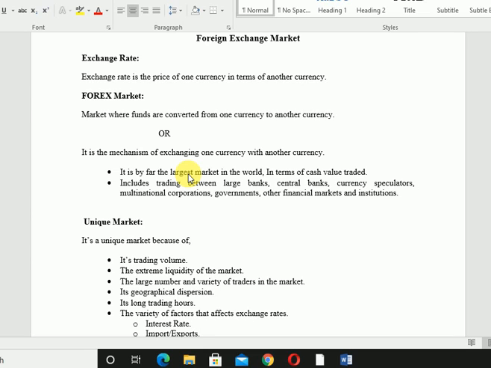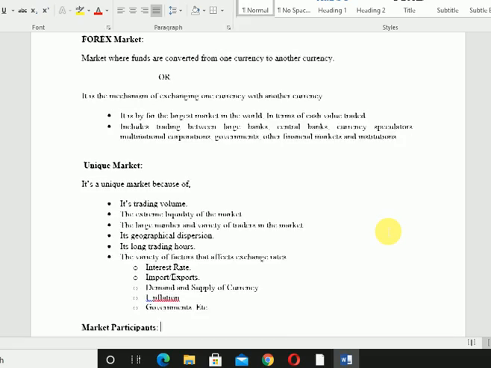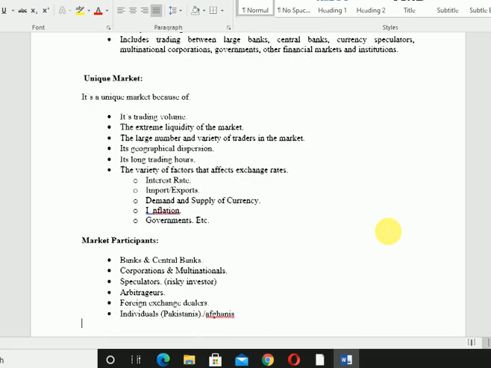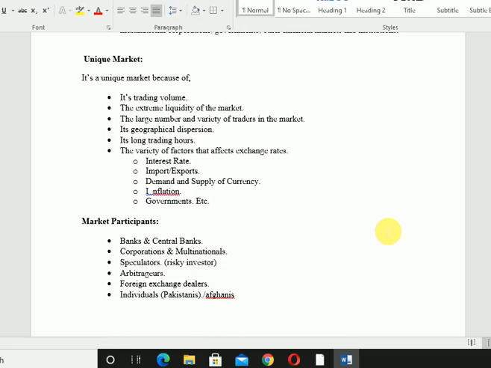Why? Uniqueness is in the sense of its trading volume. Daily, a huge amount of funds is converted from one country's currency to another country's currency. So due to this, we can say that this is a unique market.